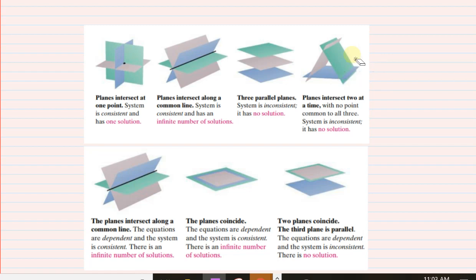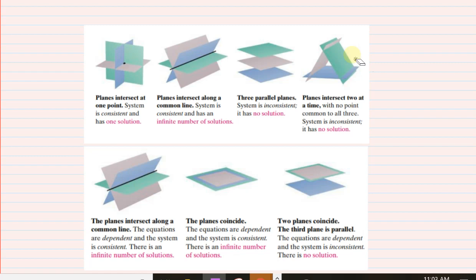Okay, and let's see here. You have a dependent system, infinitely many solutions here, because every point that you take falls on all 3 planes. So this one has infinite solutions. The system again is consistent and dependent, and so on and so forth.